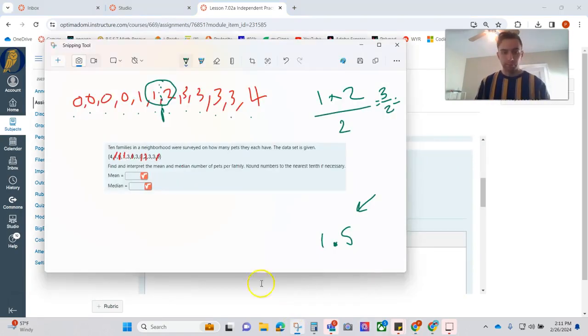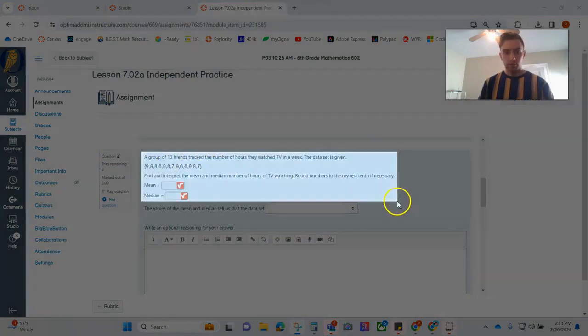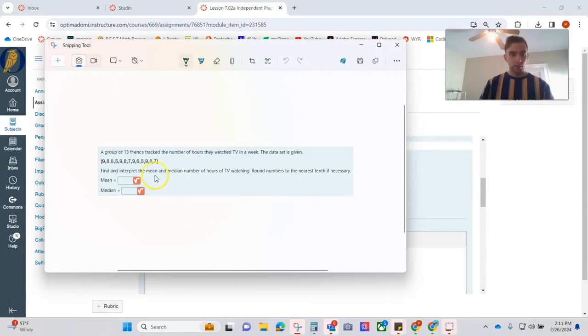Question 2. Take a snip of this. A group of 13 friends tracked the number of hours they watch TV in a week. The data set is given, 1, 2, 3, 4, 5, 6, 7, 8, 9, 10, 11, 12, 13. Okay, I want to make sure there wasn't a typo. Find the mean and the median, round to the nearest tenth, is what it says.